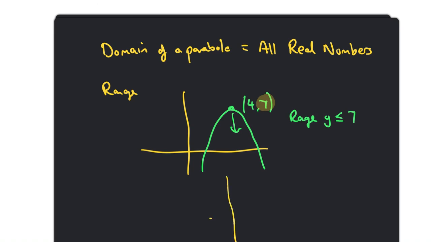If the graph went up like this, at 4, 7, then the range, the green line is all above 7, the range would be y greater than or equal to 7. And that, my friends, is that.